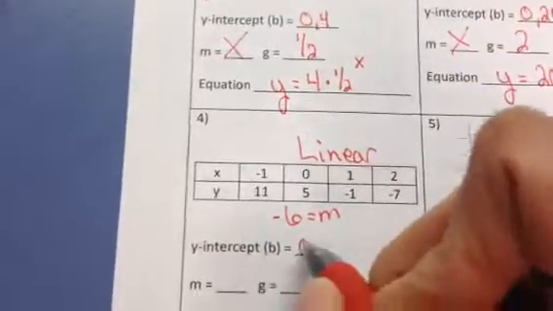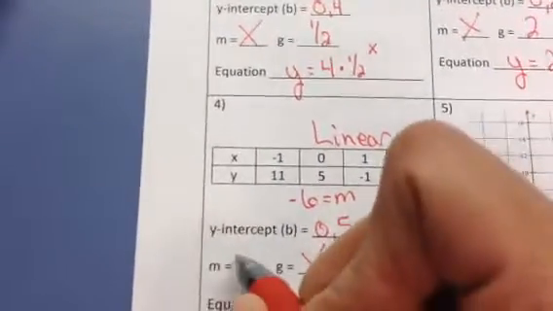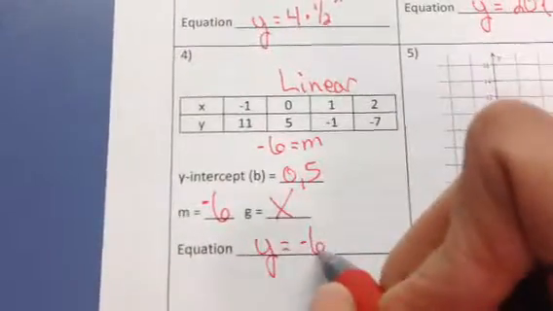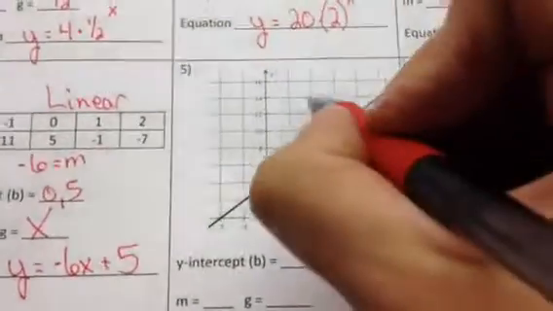The y-intercept is 5. I do not have a g. Instead, I have an m of negative 6. And now it's y equals mx plus my y-intercept b. All right, 5. This is linear. I can see that just from the picture.